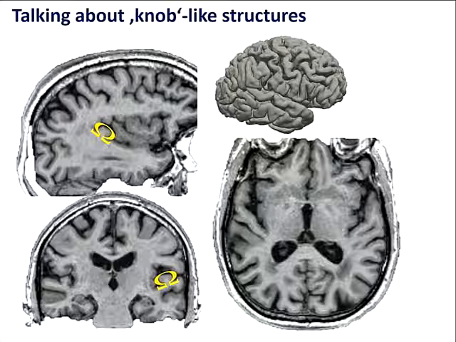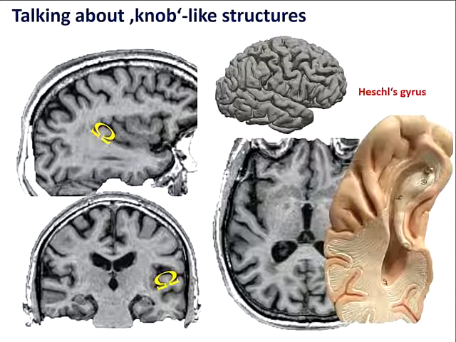So just to convince you, here would be a view from the top onto the temporal lobe. Here would be the temporal lobe. All the rest is taken away, so you just can see the temporal lobe, and here on top would be Heschl's gyrus. That is what you see in these images.